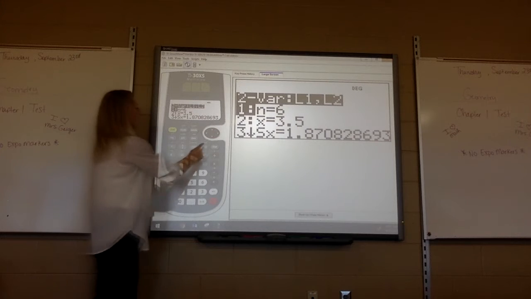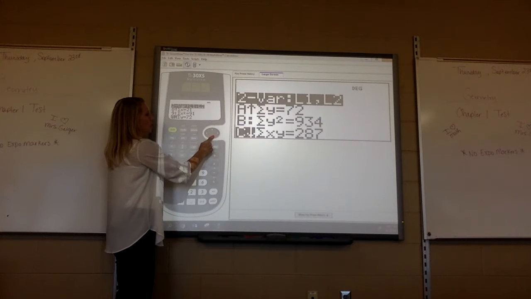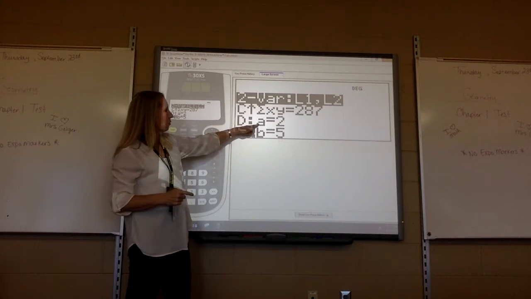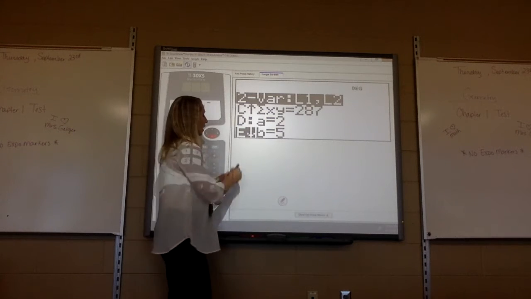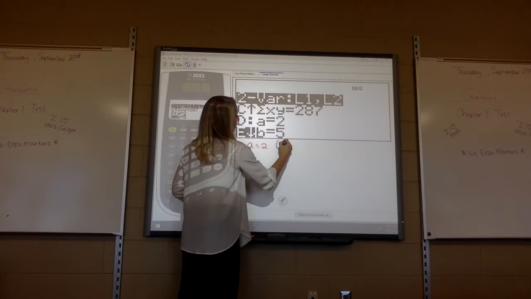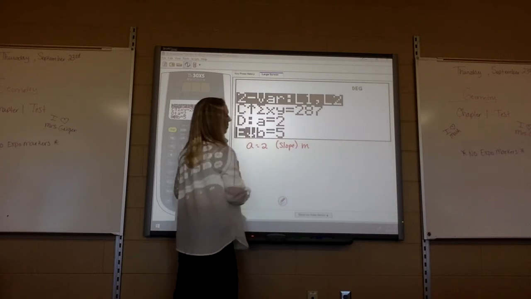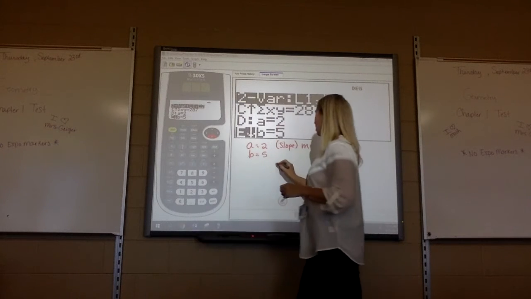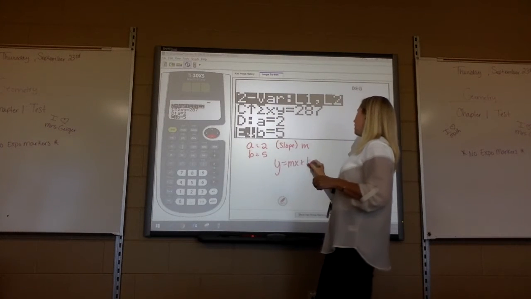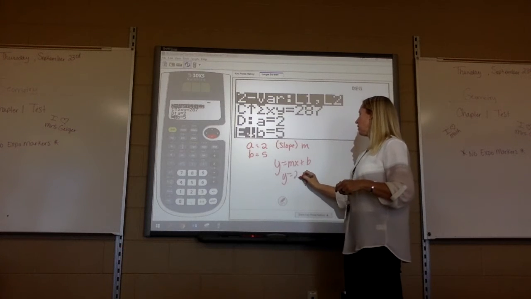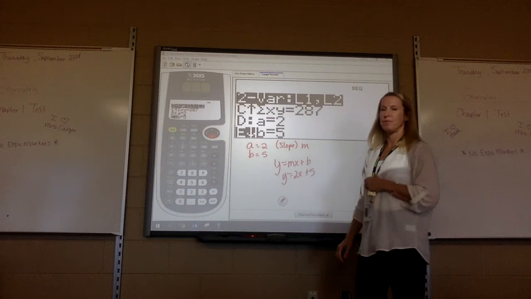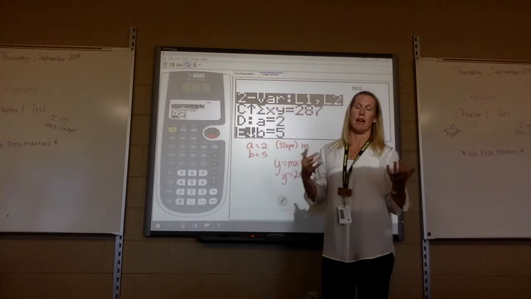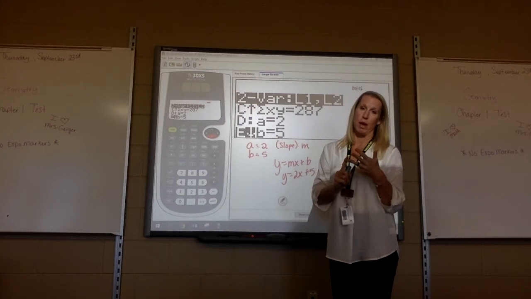You're going to scroll down to where you see a capital D and a capital E, next to which is a little a and a little b. Your little a is your slope, that's your m. Your b is your b. So now I've got my slope. For y equals mx plus b, my slope is 2 and my b is 5. I just typed those numbers into the calculator to give me the m and the b, so I didn't have to find the slope and then plug it into y equals mx plus b.